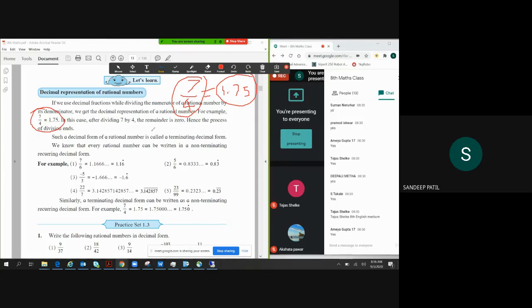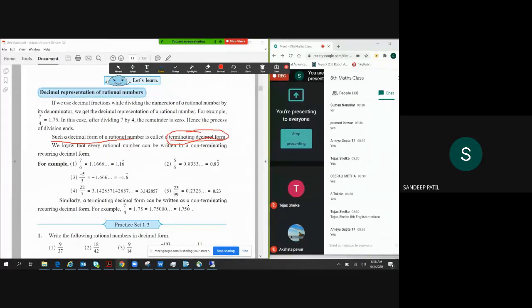Let's go to the next line. Such a decimal form of a rational number is called terminating decimal form. Why is it terminating? Because the process stopped. Terminate means stop. Whatever division we were carrying out has stopped, because our remainder is 0. म्हणून ह्या प्रकारच्या रॅशनल नंबरना टर्मिनेटिंग डेसिमल फॉर्म म्हणतात. म्हणजे इथे आपल्याला शेवटचं उत्तर मिळालेलं आहे.